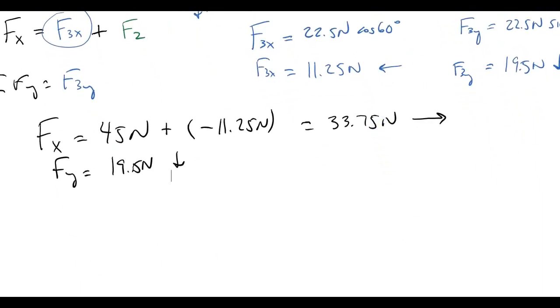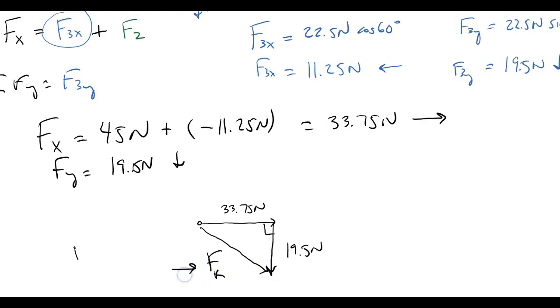All right, and so let me redraw my picture. So now I have an x part that points to the right of 33.75 newtons. So Q1 is getting pushed or pulled to the right by 33.75 newtons, and at the same time down at 19.5 newtons. Well, how do I add vectors that are perpendicular to each other? Oh, that's easy. I Pythag them. This is the resultant vector. So this is F. That's the resultant vector. I'll say F sub r. I'll write that resultant.